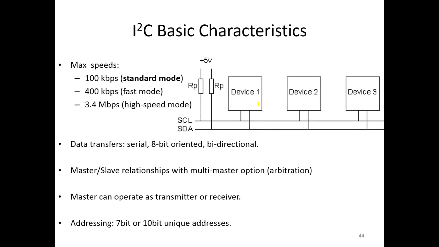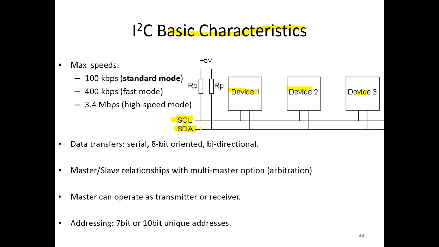For the I2C protocol, you can see here that all the devices are connected in parallel. We have 2 lines, SCL and SDA. So SCL is for what? S is for serial, CL is for clock. In serial communication, in synchronous mode, we need the data and we need the clock. So SCL will be the clock, and SDA will be the data.